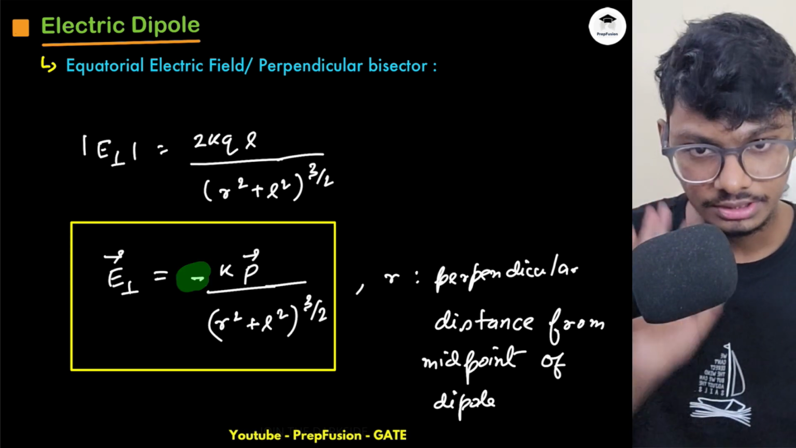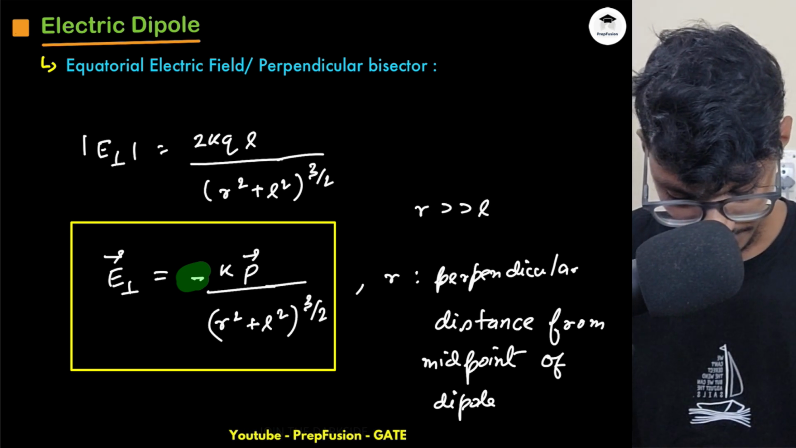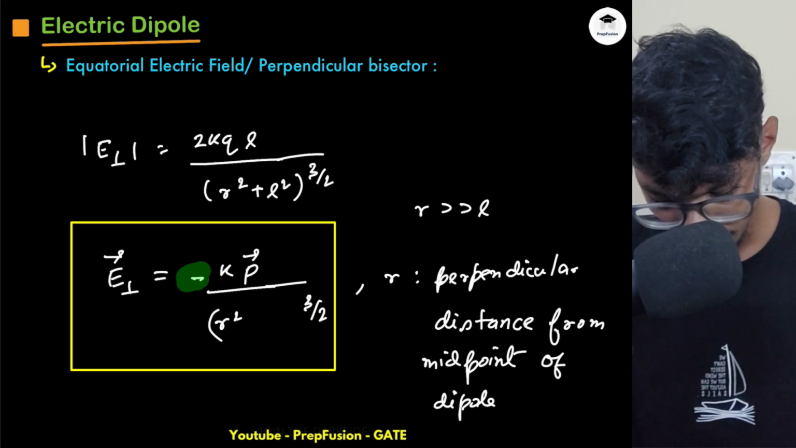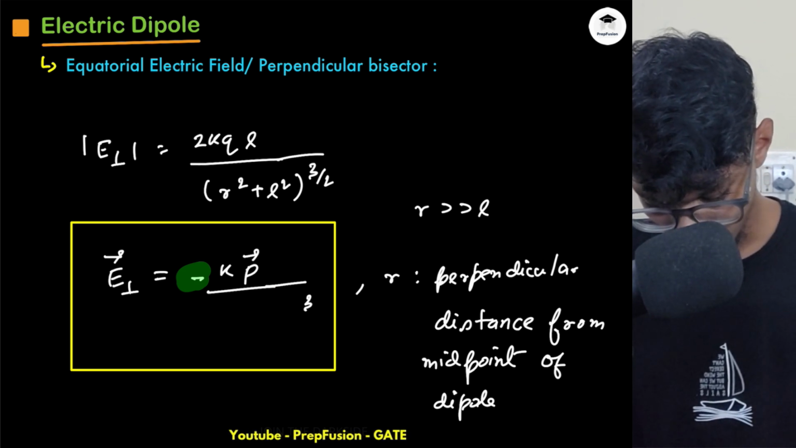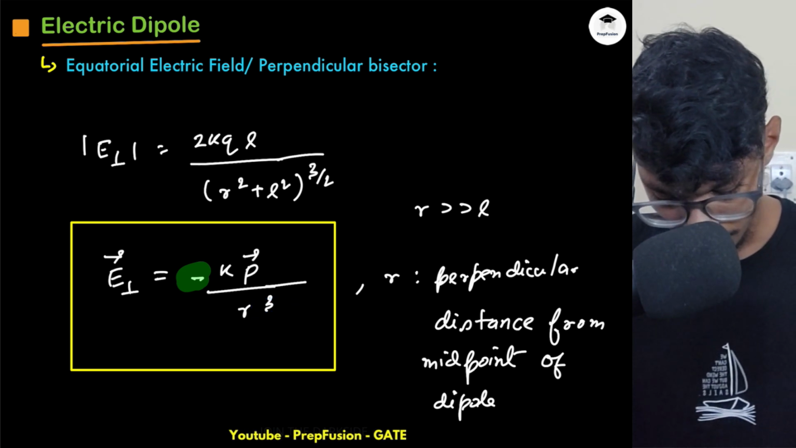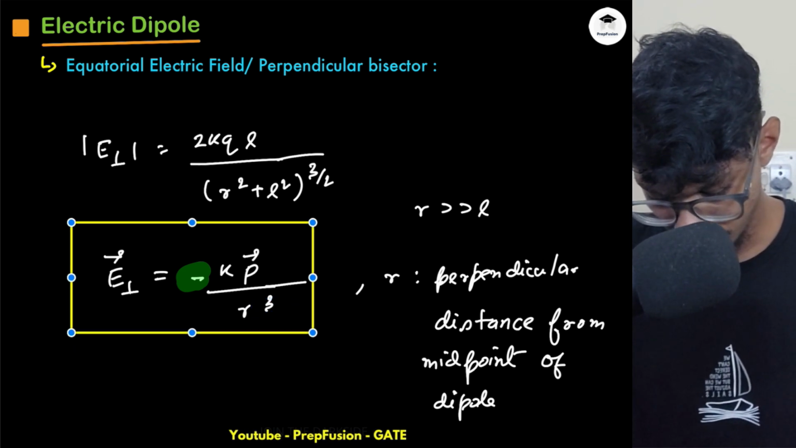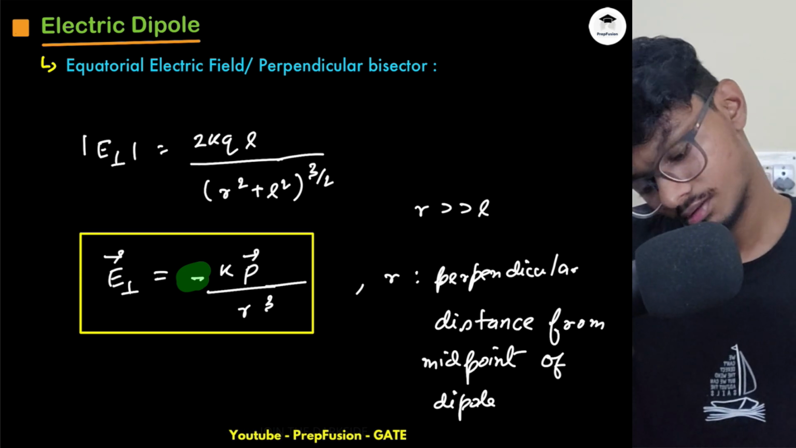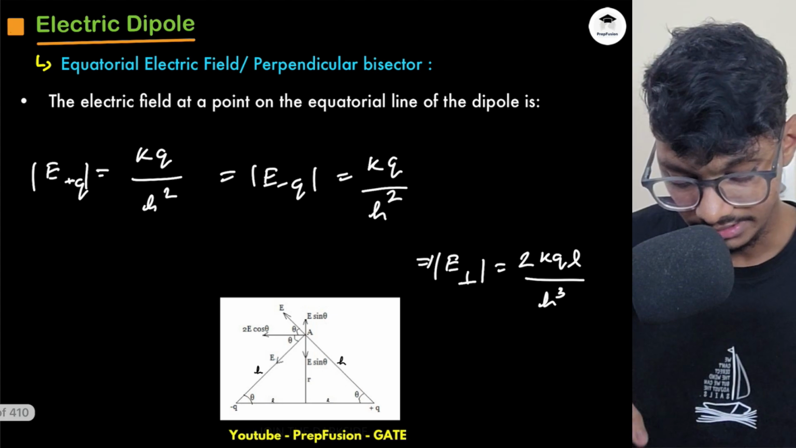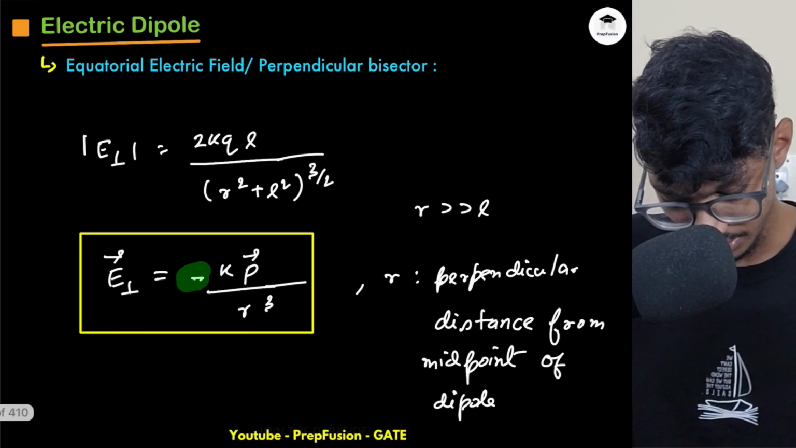Actually I can further simplify this. If my assumption is R is very much greater than L, I can further simplify this expression. Only R cube will be present over here. So this is the equatorial electric field, and this is the axial electric field. Just remember that the equatorial electric field will be in the opposite direction.